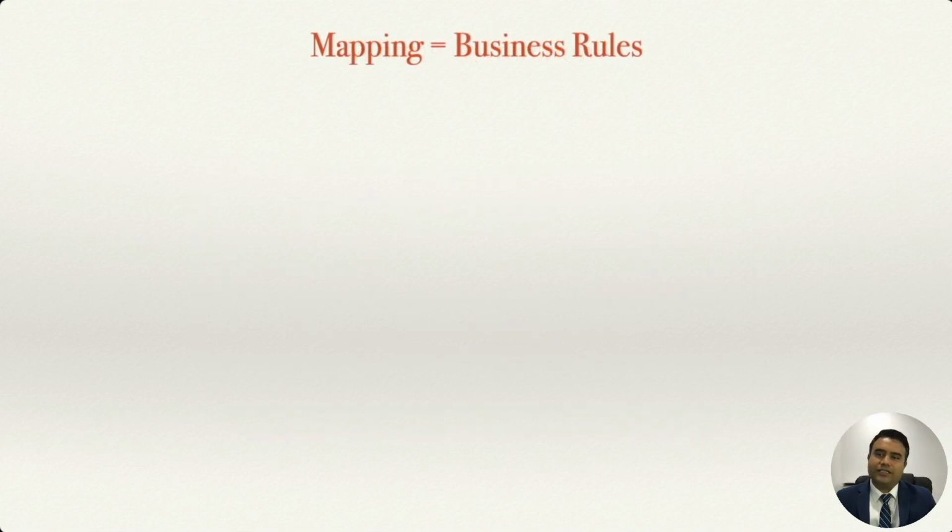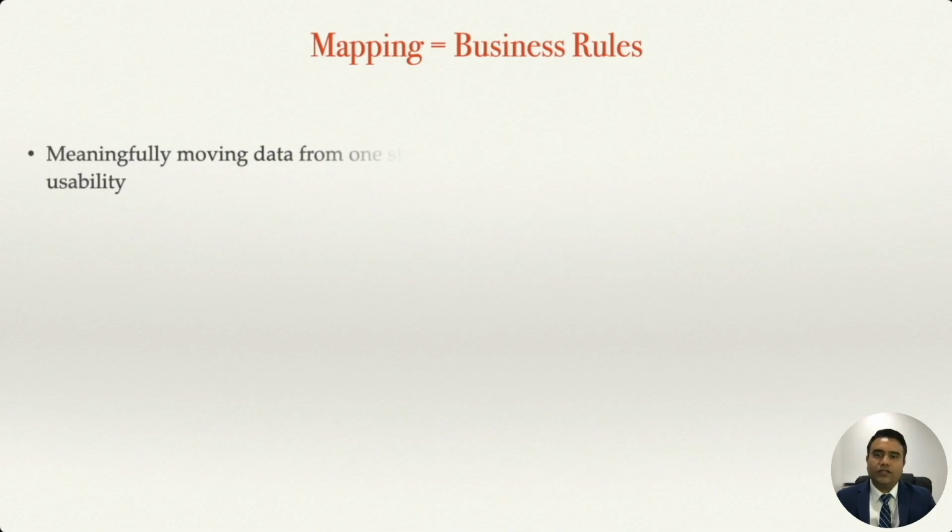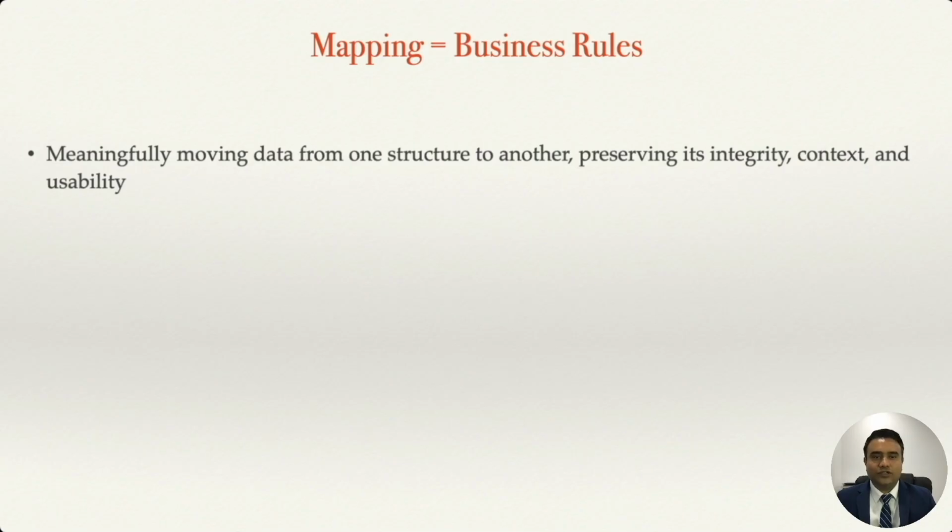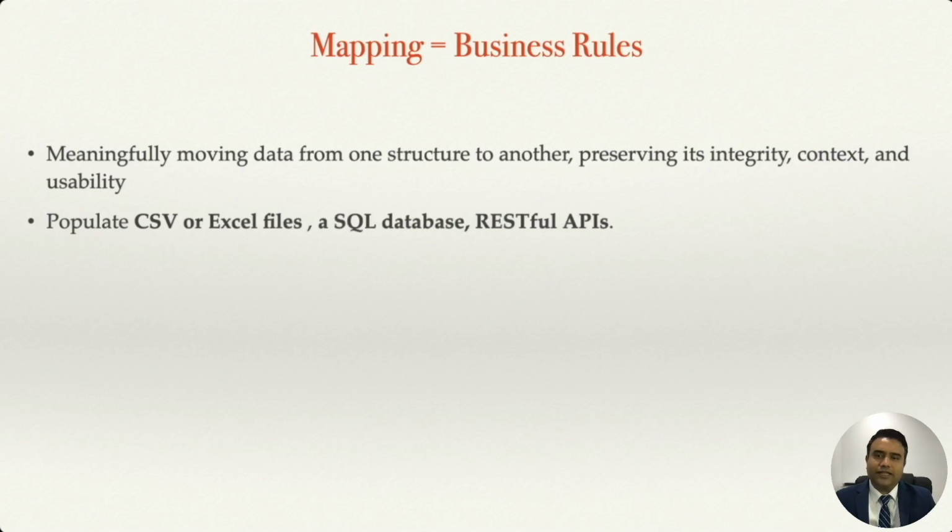Data migration is about meaningfully moving data from one structure to another, preserving its integrity, context, and usability. Therefore, it requires well analyzed and validated mappings of target data structures with the legacy data structures. In the last chapter, we learned that the target system data structures could be tables and columns in an actual SQL database, or a bunch of Excel or CSV files, or RESTful APIs with endpoints to push legacy data into the new system.